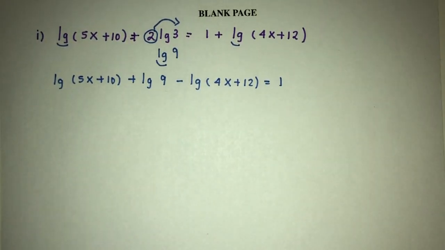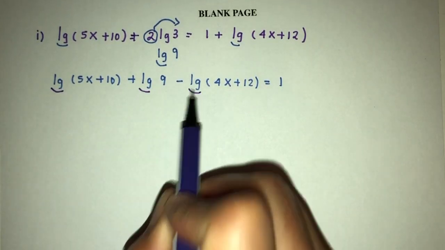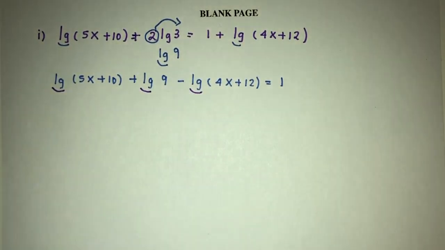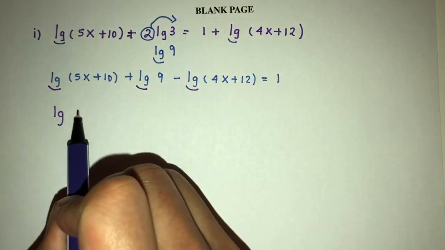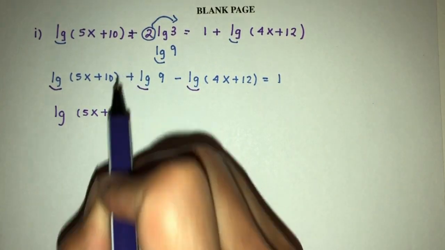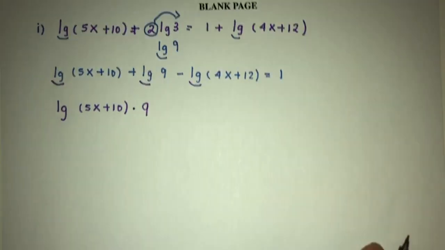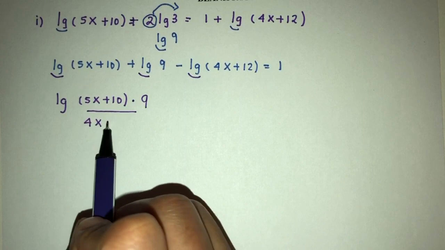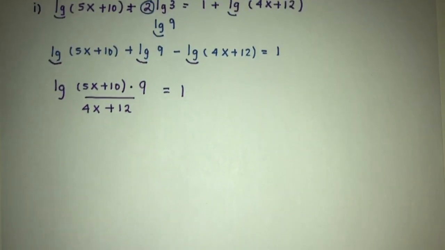The reason why we can combine them is because they have the same log. If these were different, you will not be able to do so directly. But given that here we have the same log, we can combine them. So we write lg, and then here we have 5x plus 10. When you have plus, it becomes multiply, by the value here which will be 9. When you have minus, it becomes divide, by the value here which will be 4x plus 12, equal to 1. So now we just have to solve for the value of x.